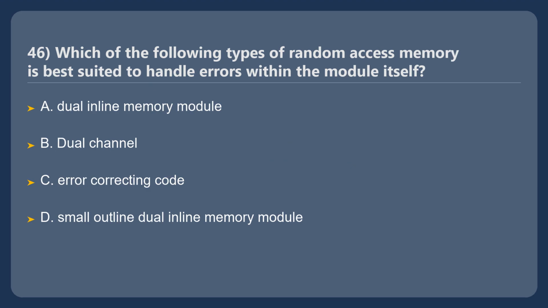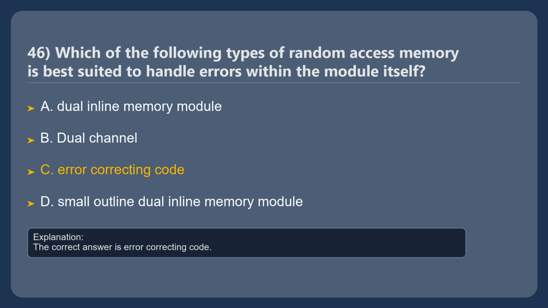Question 46. Which of the following types of random access memory is best suited to handle errors within the module itself? Option A, Dual Inline Memory Module. Option B, Dual Channel. Option C, Error Correcting Code. Option D, Small Outline Dual Inline Memory Module. The correct answer is option C, Error Correcting Code.